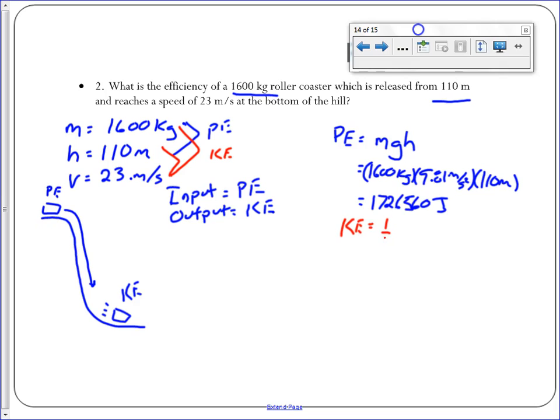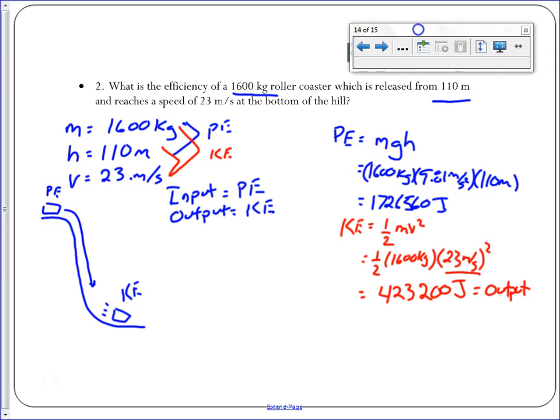Our kinetic energy. Kinetic energy is equal to 1/2 mv squared, like we talked about before. So we go 1/2 times 1,600 kilograms times 23 meters per second, all squared. Again, we do the square first in our calculator, and then we plug everything else in to give us an answer of 423,200 joules. So again, we have our output and we have our input.